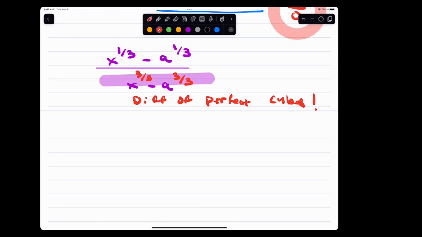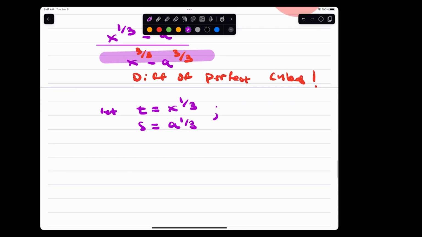Maybe I can convince you. Let me convince you that that's a difference of perfect cubes. What if I say I'm going to let T be x to the 1/3, and we're going to let S be a to the 1/3. Are you guys okay with that? Just focus on that denominator, that difference of perfect cubes. So what you're really saying is, this x cube over cube, what is that going to be? That's going to be T cube minus S cube.